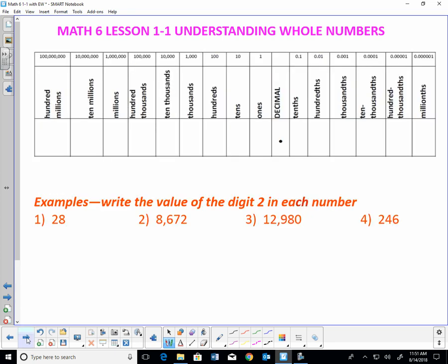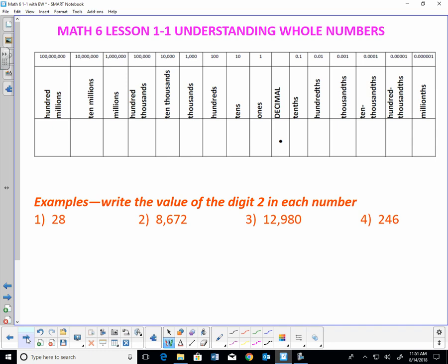Here I have a place value chart for you. You'll see where the decimal point is. Anything to the right of the decimal point gets smaller. It's tenths, then hundredths, then thousandths, 10 thousandths, 100 thousandths, and millions. To the left, ones, tens, hundreds, thousands, 10 thousands, 100 thousands, millions, 10 millions, and 100 millions. So we're going to practice finding the place value, or the value of the digits.